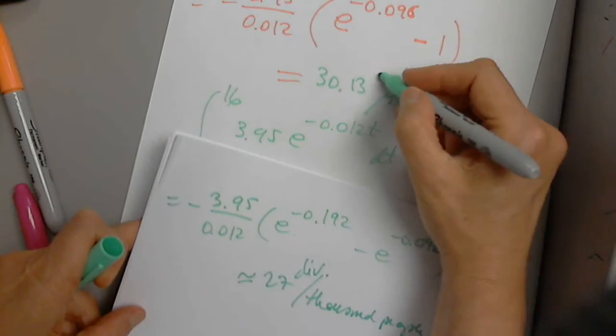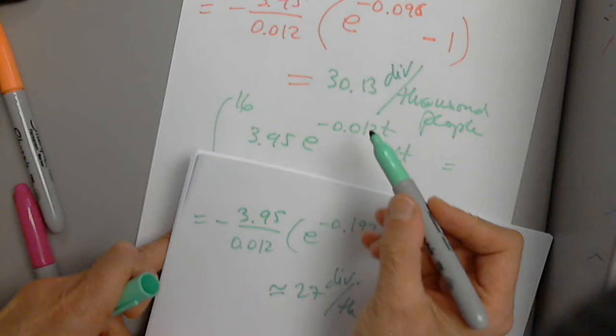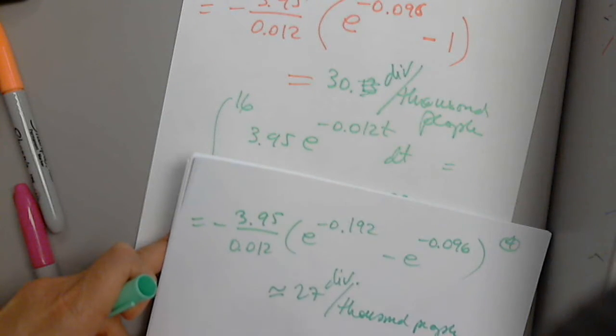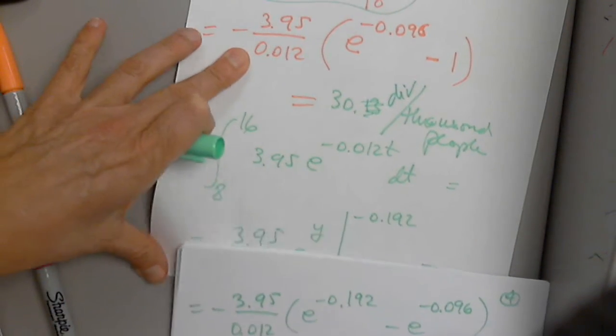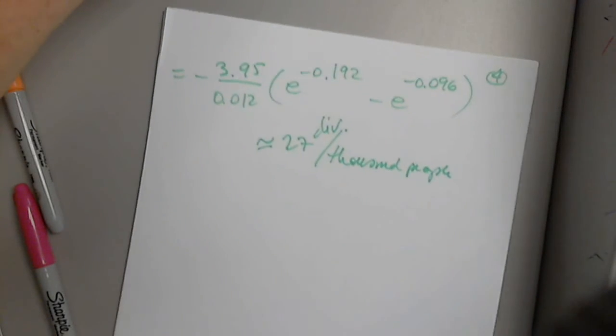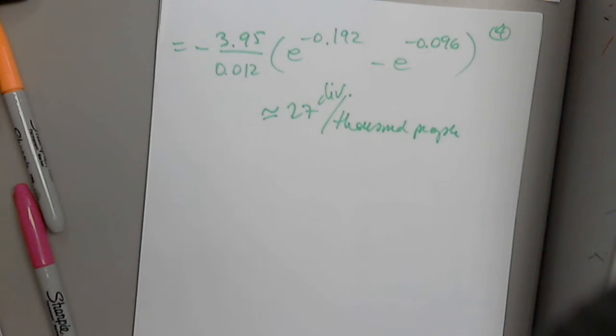Divorces here and also here. So I shouldn't even say 0.13 because we can't have 0.13. So about 30 per 1,000 people, and here about 27 per 1,000 people.